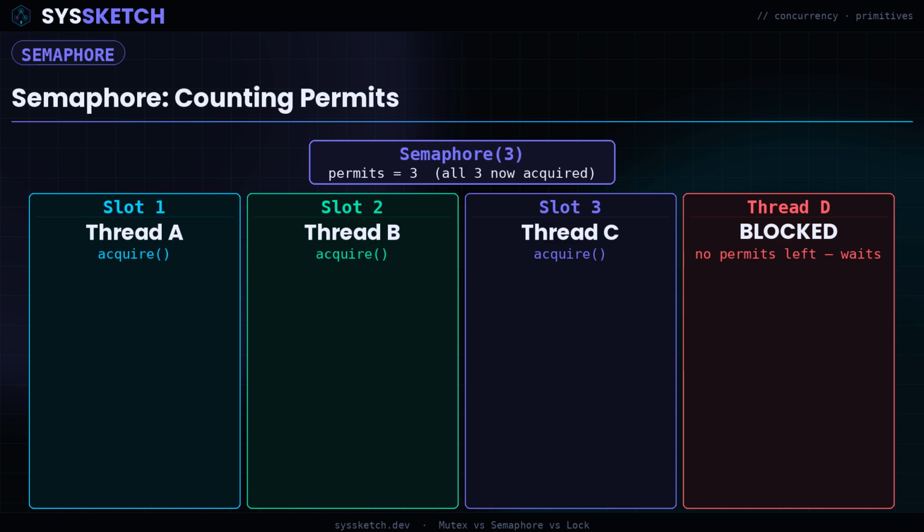The critical difference from a mutex: any thread can call release. Thread D could release a permit that thread A acquired. There is no ownership. This makes semaphores ideal for signaling patterns, rate limiting, and bounding access to a pool of resources like database connections or HTTP workers. They are not designed for mutual exclusion.